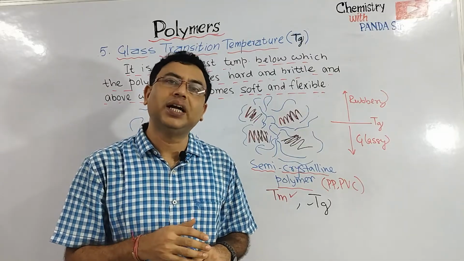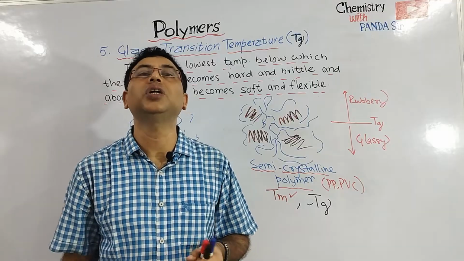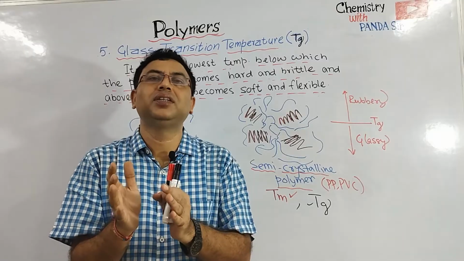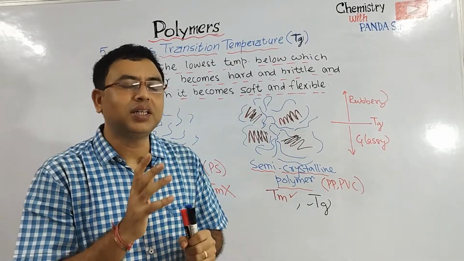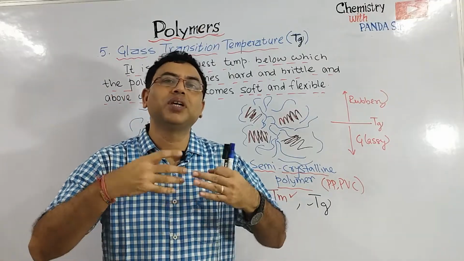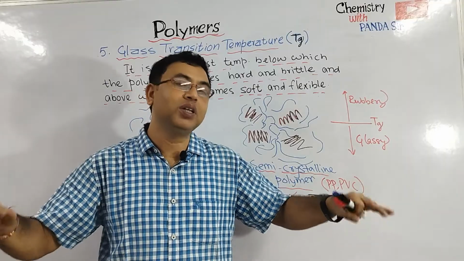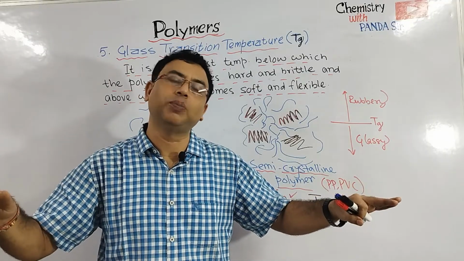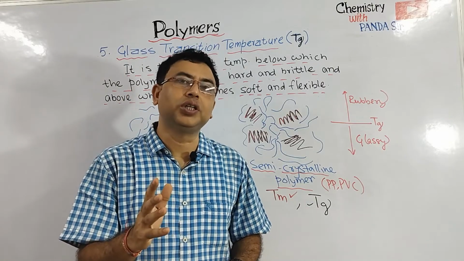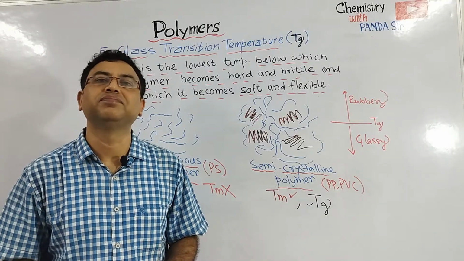Now, we have to understand the parameters on which the glass transition temperature depends. Why do we need this temperature? The moment I am giving the temperature, it means I am giving energy to the polymer chain to move. I am giving that energy to the polymer chain for the movement. Now this glass transition temperature depends on certain factors. We will quickly discuss that.